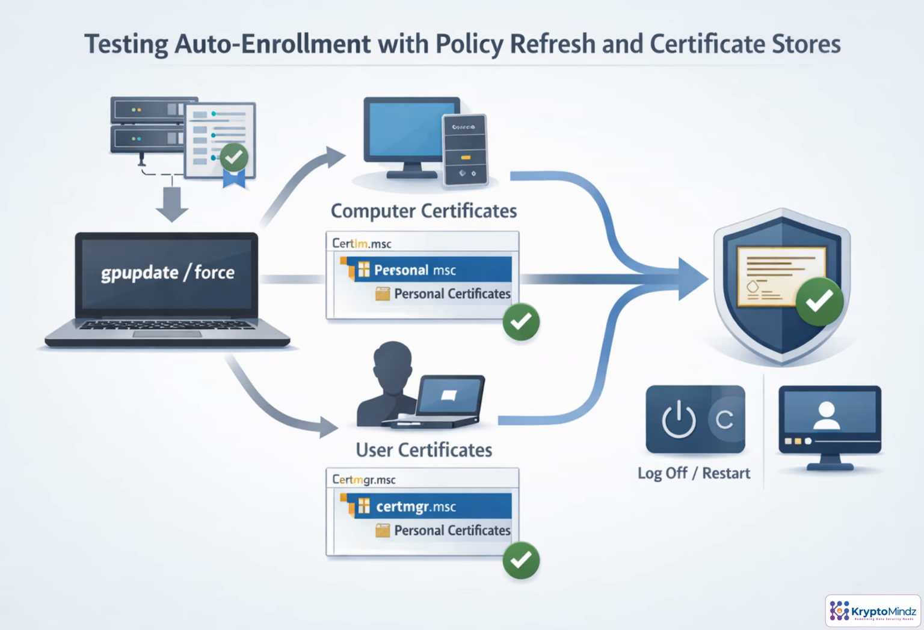To verify auto-enrollment, begin by forcing a group policy refresh with gpupdate /force. For computer certificates, open certlm.msc and check the Personal Certificates folder. For user certificates, open certmgr.msc and look in the Personal store. Confirm that the subject name, issuer, enhanced key usage, and validity dates match your template. If nothing appears right away, log off and back on, or reboot to trigger another enrollment attempt before digging deeper.